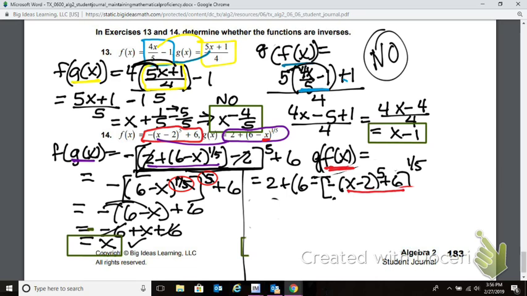So it's negative parenthesis x minus 2 raised to the 5th power plus 6. That replaces the x in the g of x. Then we have to simplify.